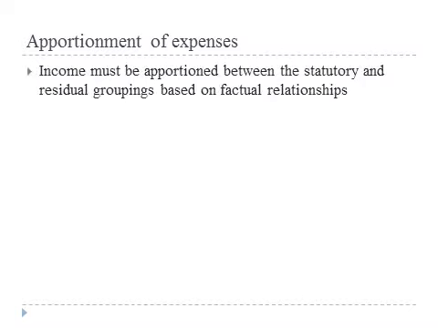Now let us consider apportionment of expenses. When a deduction is definitely related to a class of income, and that class includes gross income within both statutory and residual groupings, then the deduction must be apportioned between the statutory and residual groupings in a manner which reflects, to a reasonably close extent, the factual relationship between the deduction and the groupings of gross income.